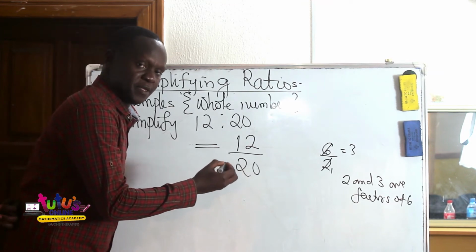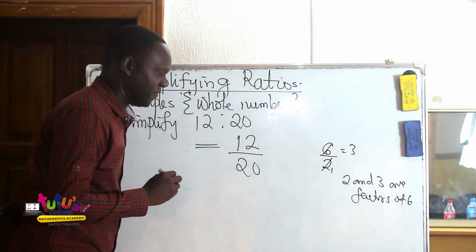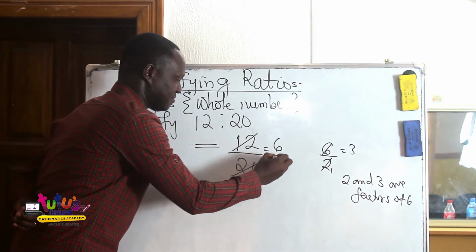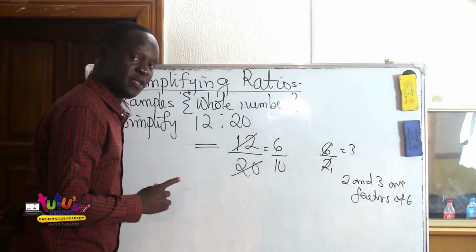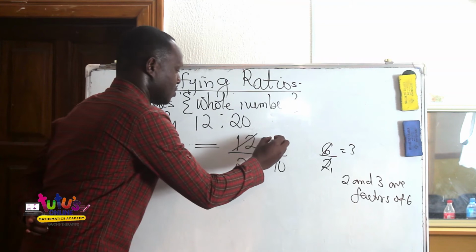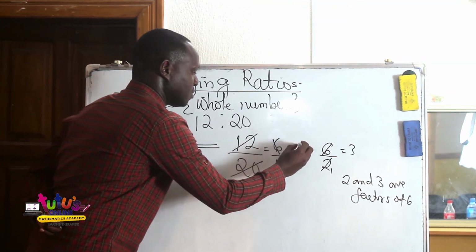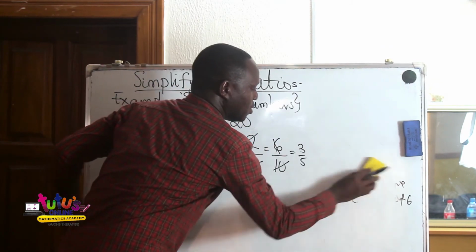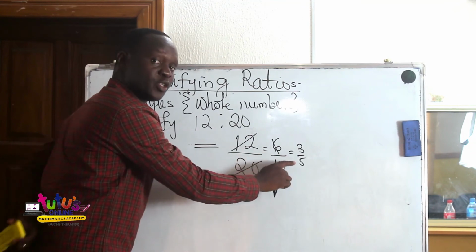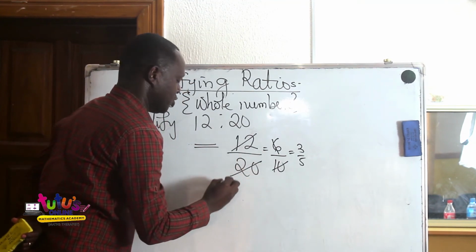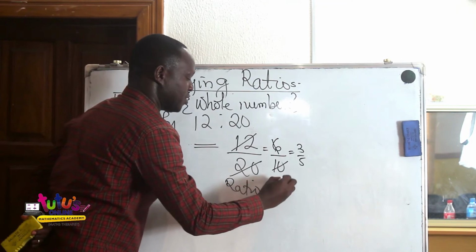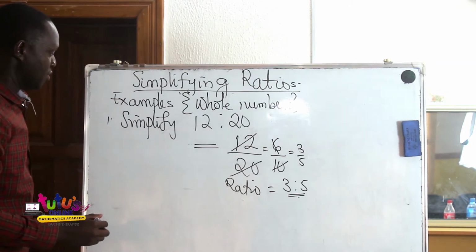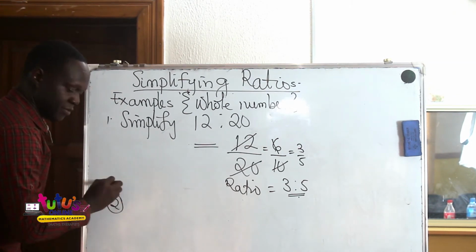So what number would that be? 2. Yeah, 2 is a common factor. So 2 into 12 gives us what? 6. 2 into 20 gives us what? 10. Is there any common factor there? Yes, 2. 2 into 6 gives us 3. 2 into 10 gives us 5. So our reduced form is 3 over 5. Therefore, as a ratio, that gives us 3 ratio 5. Are we okay? Good.